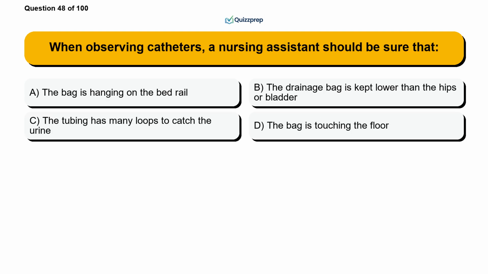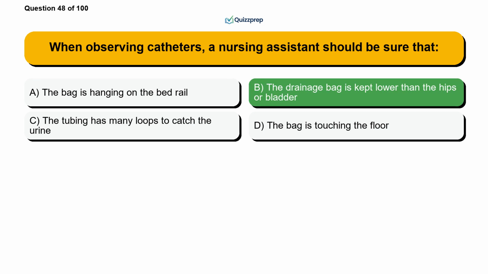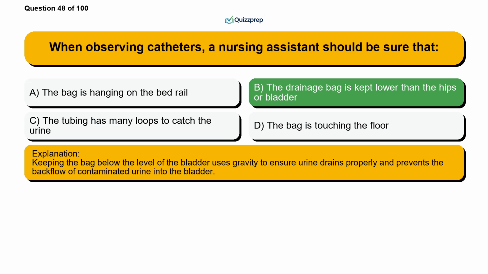Question 48. When observing catheters, a nursing assistant should be sure that option A. The bag is hanging on the bed rail. Option B. The drainage bag is kept lower than the hips or bladder. Option C. The tubing has many loops to catch the urine. Option D. The bag is touching the floor. The correct answer is option B. The drainage bag is kept lower than the hips or bladder. Keeping the bag below the level of the bladder uses gravity to ensure urine drains properly and prevents the backflow of contaminated urine into the bladder.